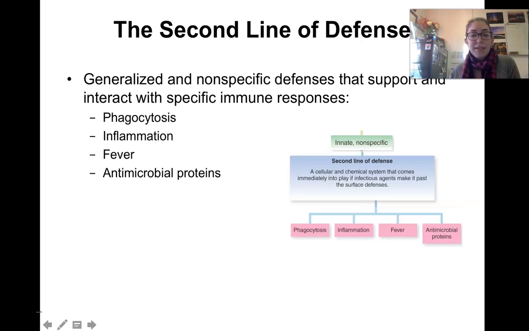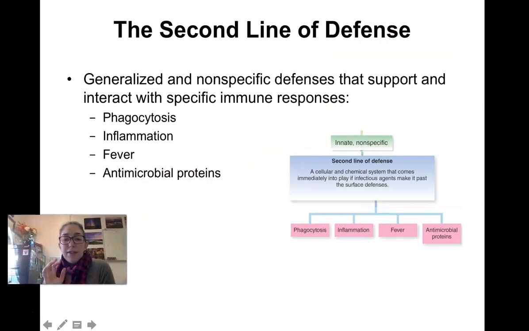So the second line of defense is nonspecific. It's innate because we're born with it. It's not something that you build based on your exposure to pathogens. It's something that you're born with. Your white blood cells already know how to recognize PAMPs.